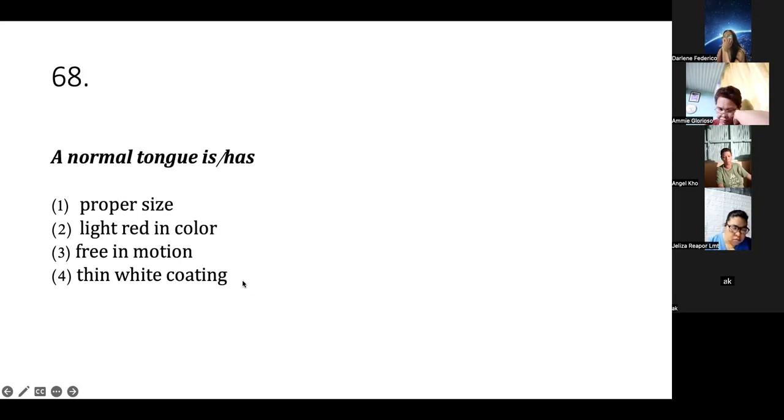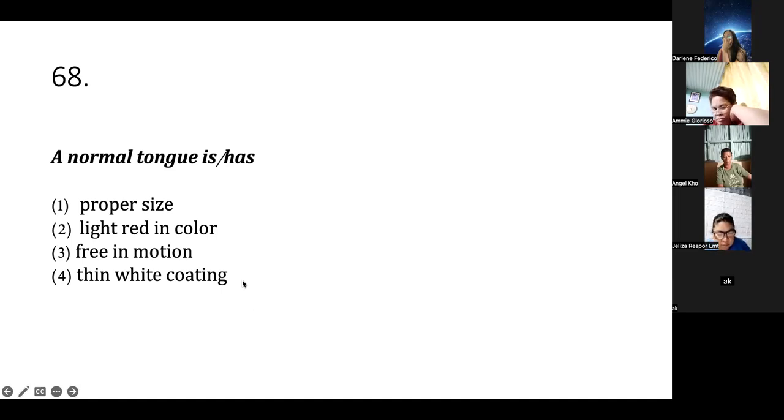Oh, this one is very basic. A normal tongue has a proper size, light red in color, free in motion, and thin white coating. Answers are all correct. Okay, so we should know the normal tongue, and we memorize the pathological tongues.